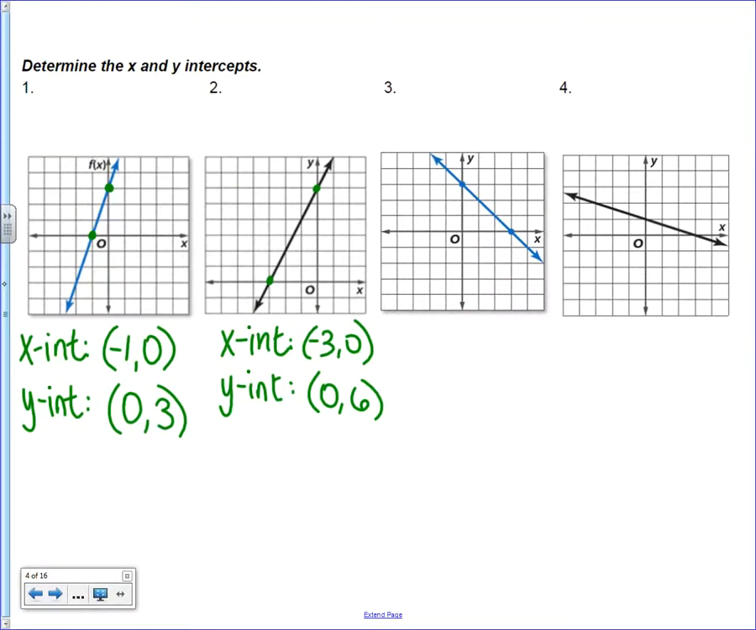Now in number 3, I already have the dots on there for you, don't I? Okay, so you just need to tell me. He says 3, 0 for the x-intercept, right? And then the y-intercept is what? 0, 3. Folks, how are we doing with these points? Can you read a graph? I'm asking, can you read a graph?